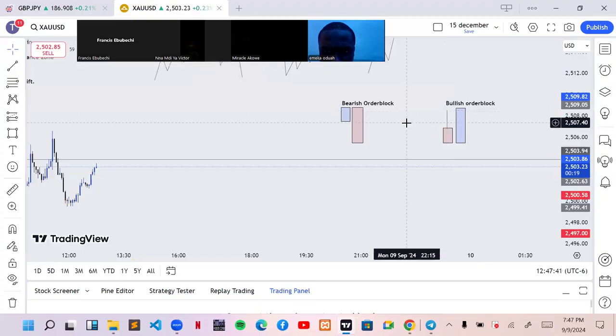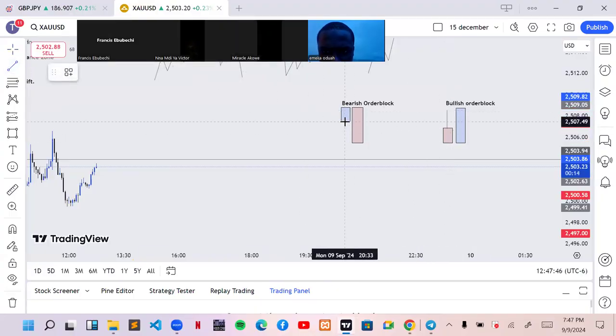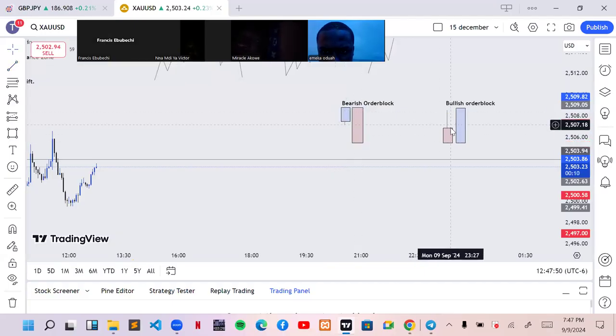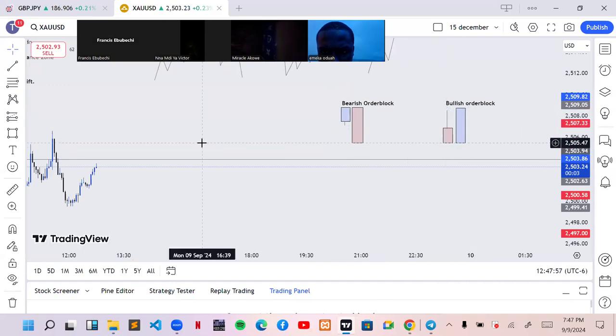If you're marking your entry, mark it from the body of the order block. Or if the wick on the order block is smaller than the body, you can mark the whole thing and mark the wick of the order block. Or in a situation where the wick of the order block is very long and longer than the body of this order block, if you're marking your entry, mark your entry from the body of the order block.